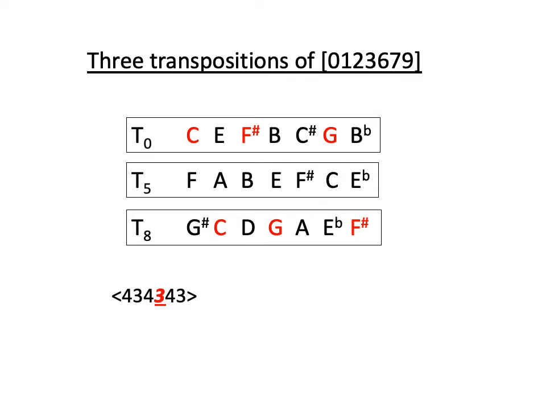One of our other transpositions is T8. So that's going to be at the 4th spot in the vector, because transposing up 8 half steps is the same as transposing down 4 half steps. And it says there are 3 common tones when we go up or down 4 half steps. And when you look inside the original set and then the 3rd set down there, you'll see that there are 3 common tones. Both the original set and the version of it transposed up 8 half steps keep C and F sharp and G as common tones.